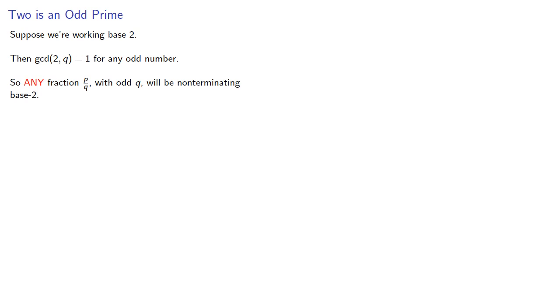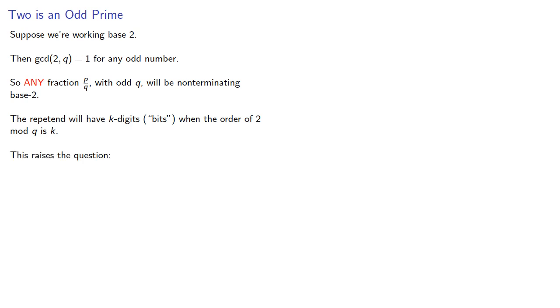Now remember, 2 is a prime. Suppose we're working in base 2. Then the greatest common divisor of 2 and q is automatically 1 for any odd number. What this means is that any fraction p over q with odd denominator will be non-terminating in base 2. The repetend will have k digits, or we could call them bits for binary digits, when the order of 2 mod q is k. And so this raises the question: the worst case scenario is if 2 is a primitive root, and so when will 2 be a primitive root mod q? We'll take a look at that later.